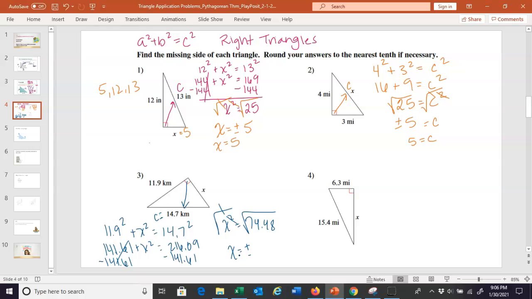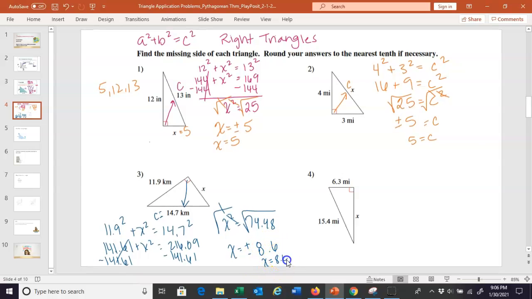And it does tell us to round our answer to the nearest tenth if necessary. So I got 8.6. And of course, we know that it's going to be the positive value because you can't have a negative length.